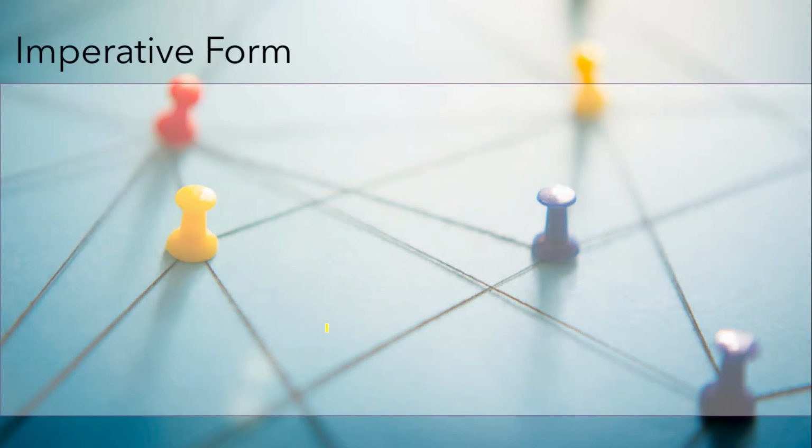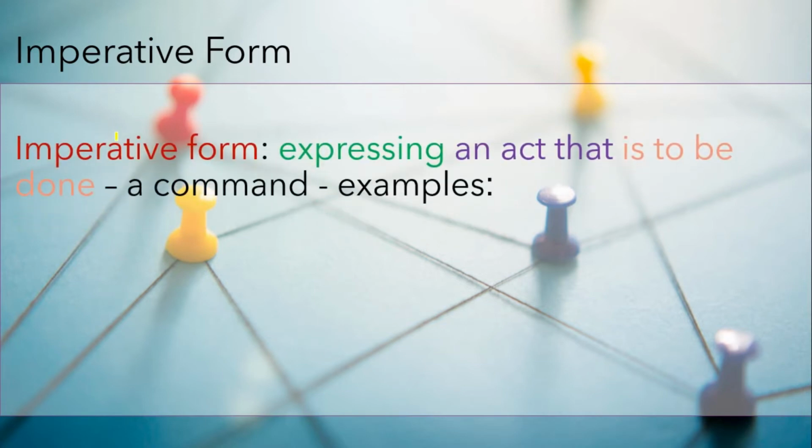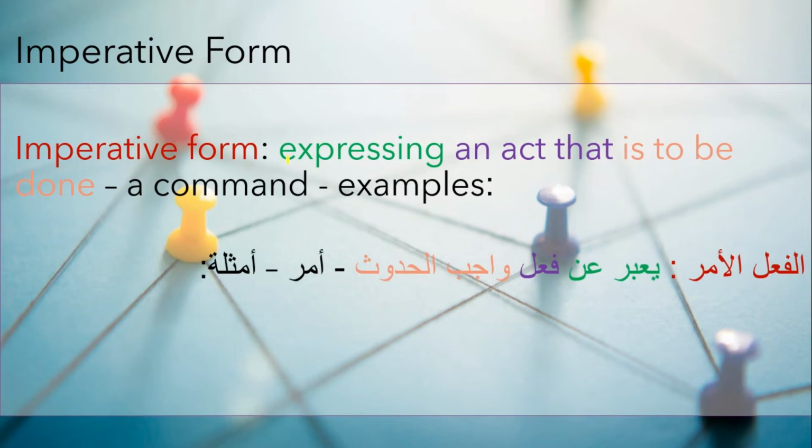So for now, the imperative form. The imperative form expresses an act that is to be done, which is a command. I'm asking someone to do something. So it's a must. You have to do it. We call it al-fi'l al-amr, command.